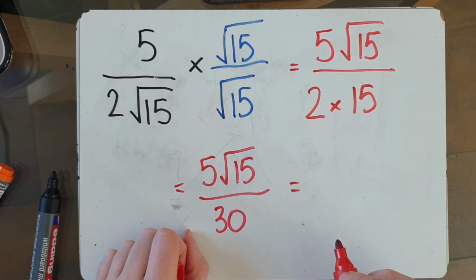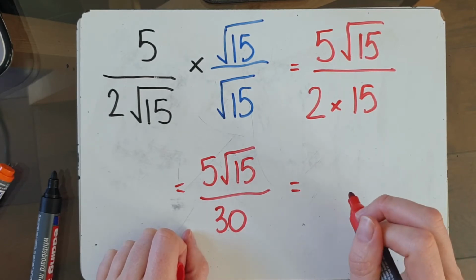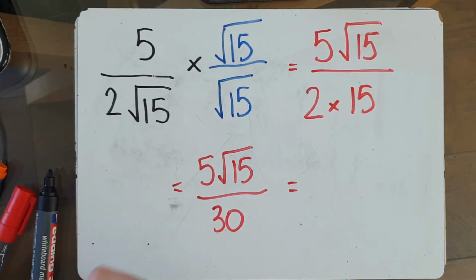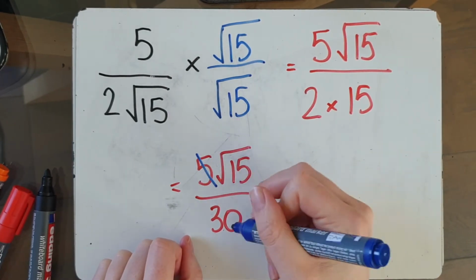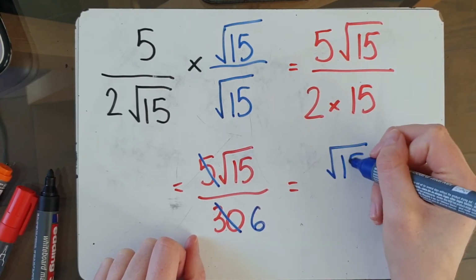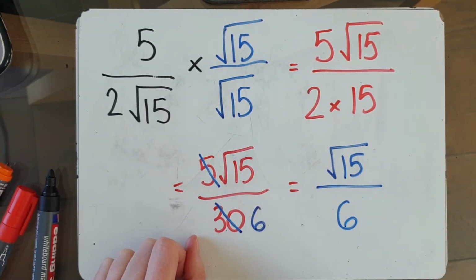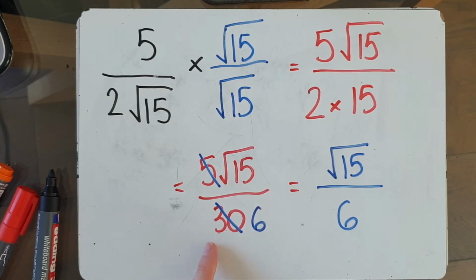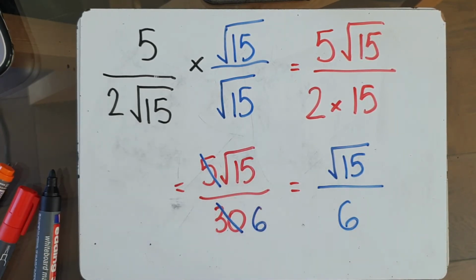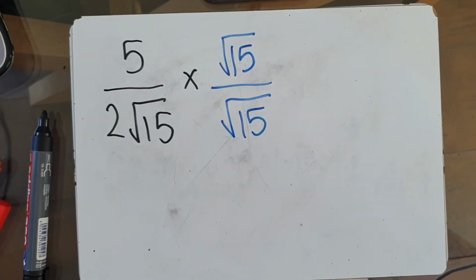And then, as we always do with fractions, we're going to try and simplify it. There's a 5 here. I can cancel that with the 5 in 30, which turns that into 6. So root 15 over 6 would be our final answer, because 30 is 5 times 6. The 5 cancels and leaves us with 6, and that is our final answer.